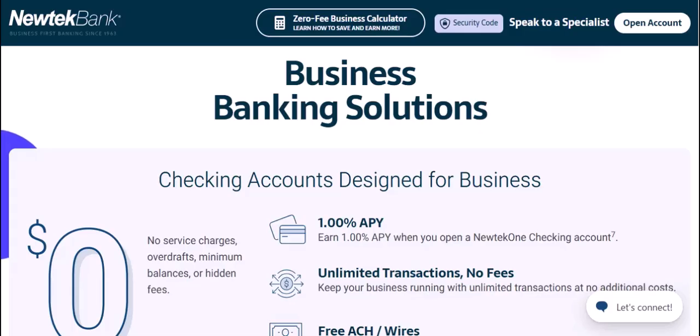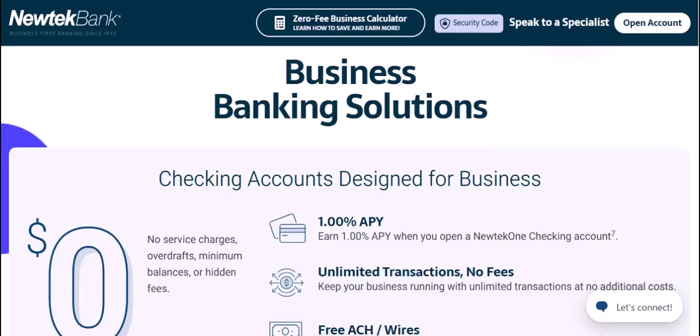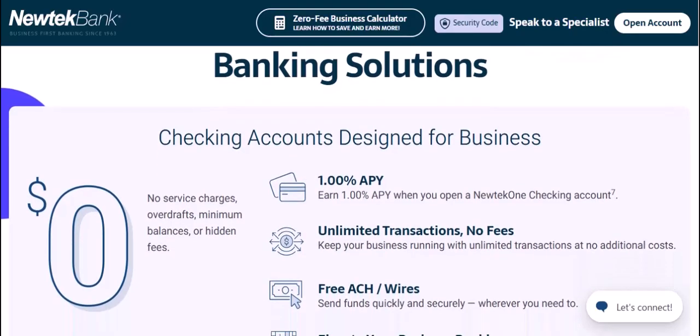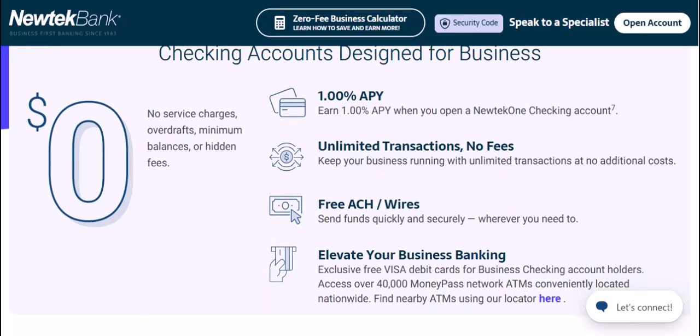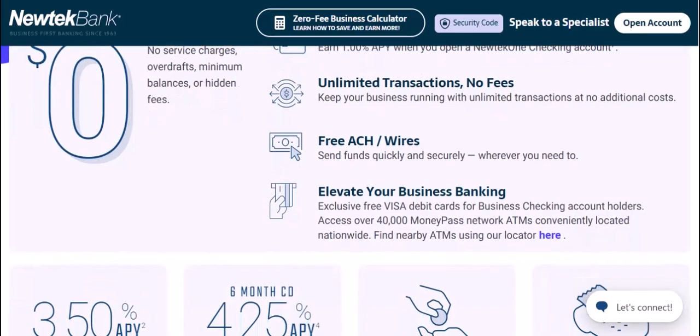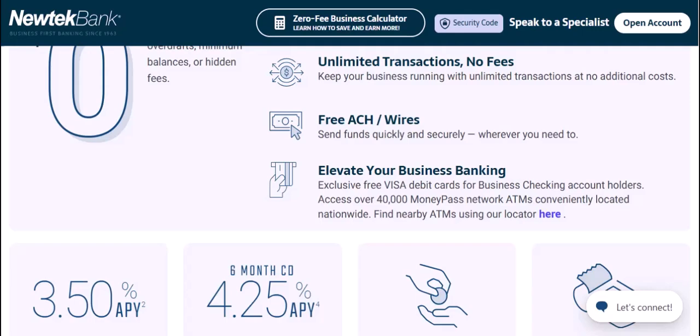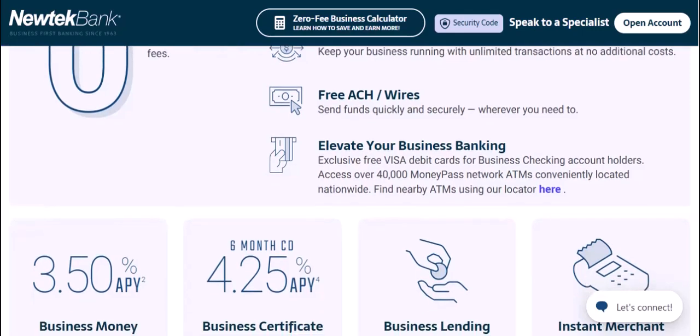To get the precise figures for your specific account type, the best course of action is always to log into your Newtek account and look for a section on transaction limits or account details. Alternatively, reaching out directly to Newtek's customer support will provide you with the most accurate and up-to-date information tailored to your individual circumstances.